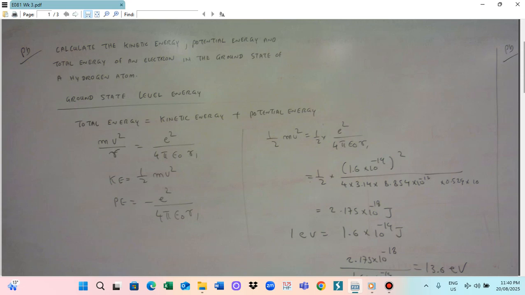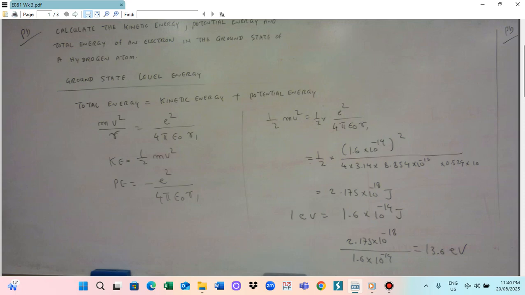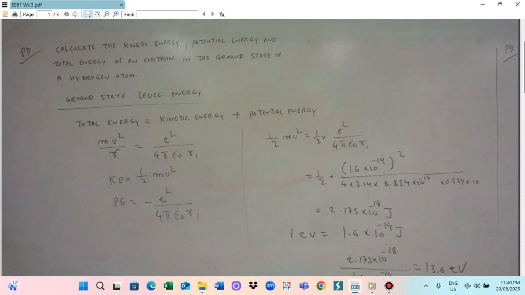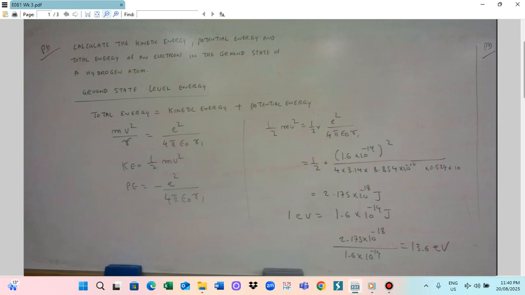So in this case, we can write down the equation: total energy is equal to kinetic energy plus potential energy. When the electron gets external energy, that energy includes the kinetic energy and the potential energy. So we use the equation to calculate.